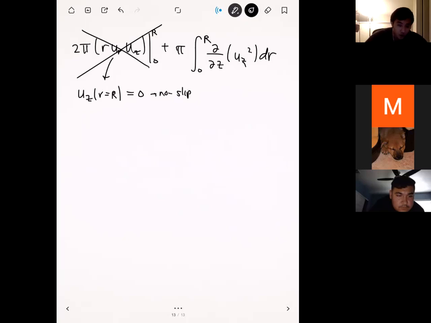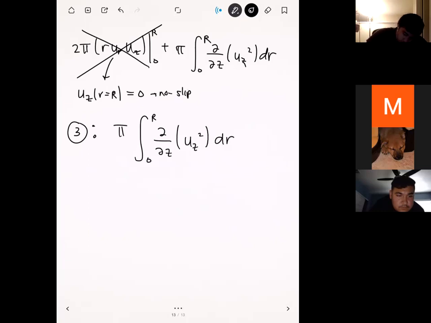And so all that we're left with from integral three is actually the exact same thing as integral two, right? And so integral three is going to be pi times the integral from zero to big R, partial z of uz squared dr.